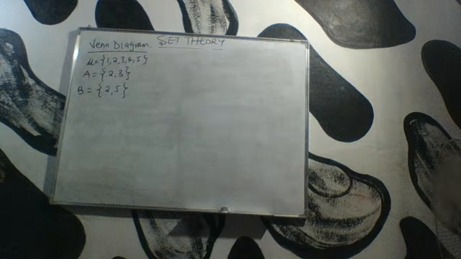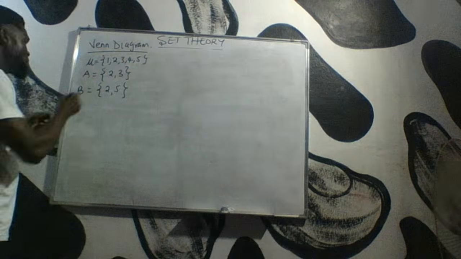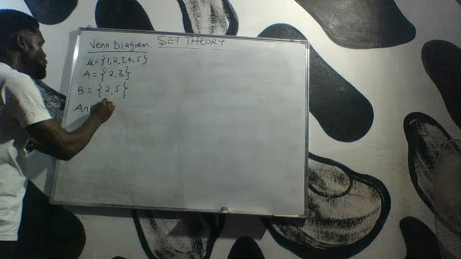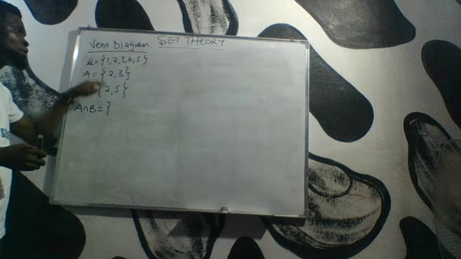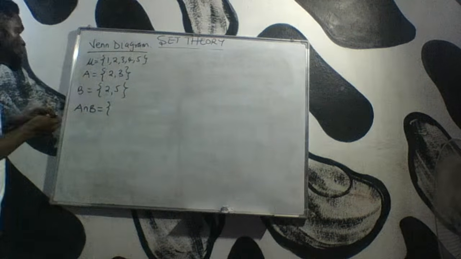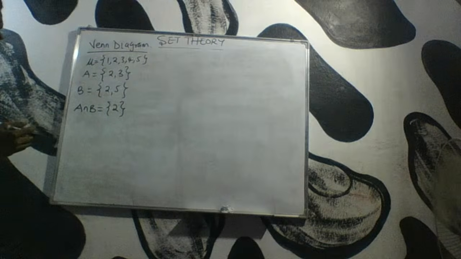First of all, let us find the intersection of these two sets A and B. Let's say I have A intersection B. And already we know what an intersection is, which is the set of elements that is common to both sets. Look at set A and B. 2 is here, 2 is here. So that means that the intersection is 2.